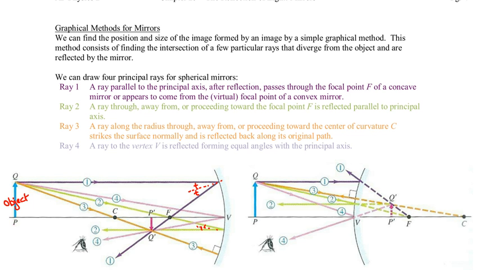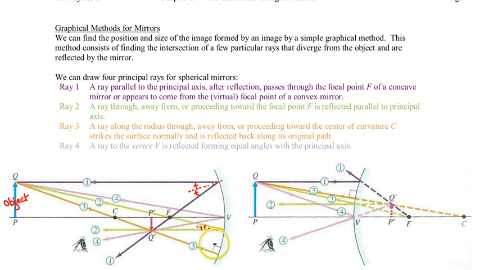But let's continue. We have now ray 3, a good checking point. This ray happens to go right through the center of curvature. If it goes through the center of curvature and continues along to the mirror, it's actually traveling along the radius of that circle. And you know the radius of a circle is going to meet tangent to the surface.